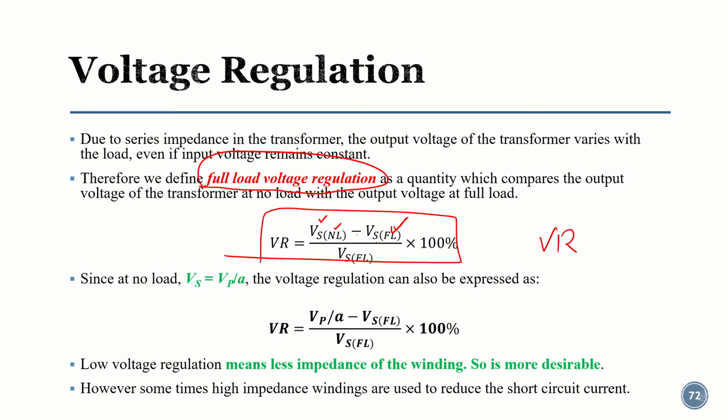Now less voltage regulation means less impedance of the winding. Because the loss will be across the windings, like the resistor component in the winding, we will have loss there. So if we are getting low voltage regulation, it means we have less impedance in the windings of the transformer, and that is the more desirable thing.